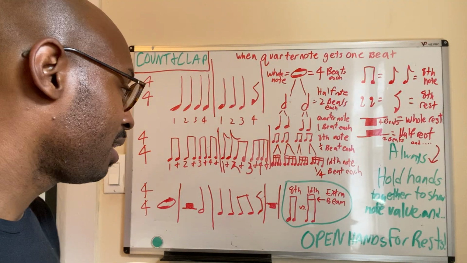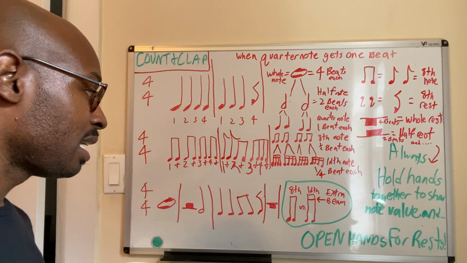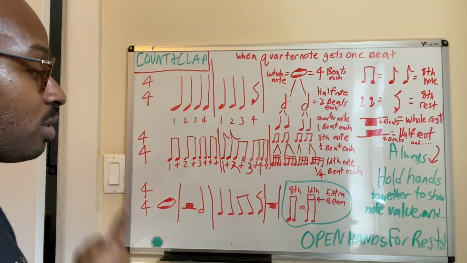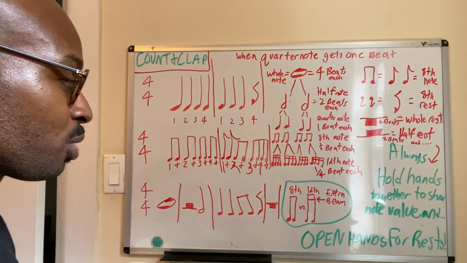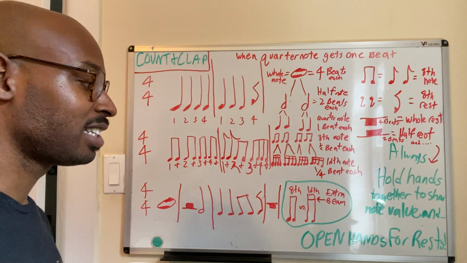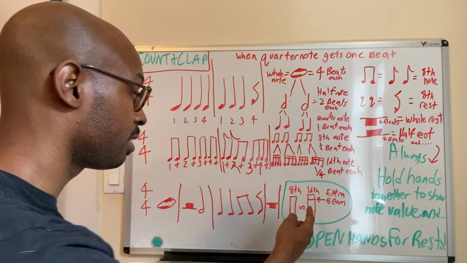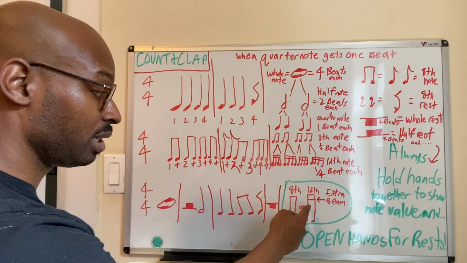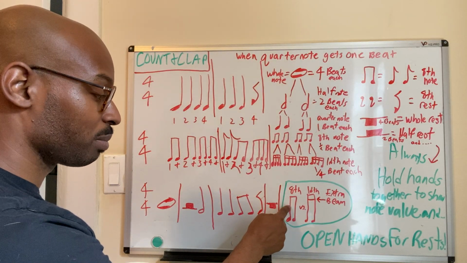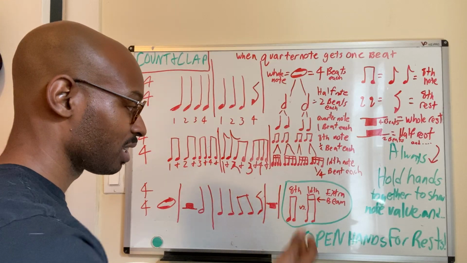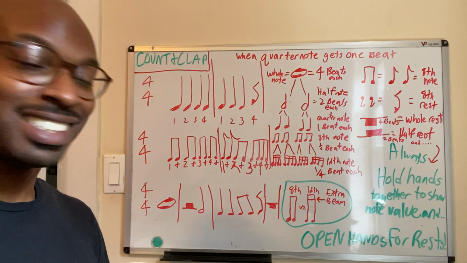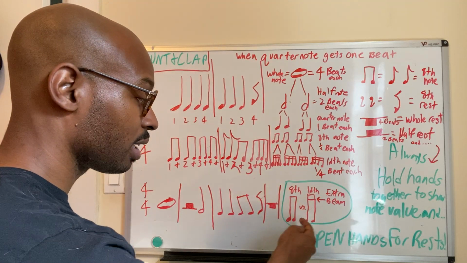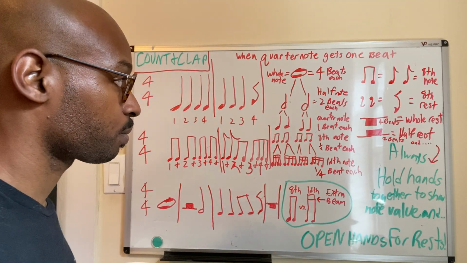So with that being said, one last thing that I'd like to point out before we get into counting and clapping some of these rhythms is that to tell the difference between an eighth note and a 16th note is that there's an extra beam underneath the 16th note. That means you're going to be doing this, but doubled, because two of these 16th notes equal just one eighth note.